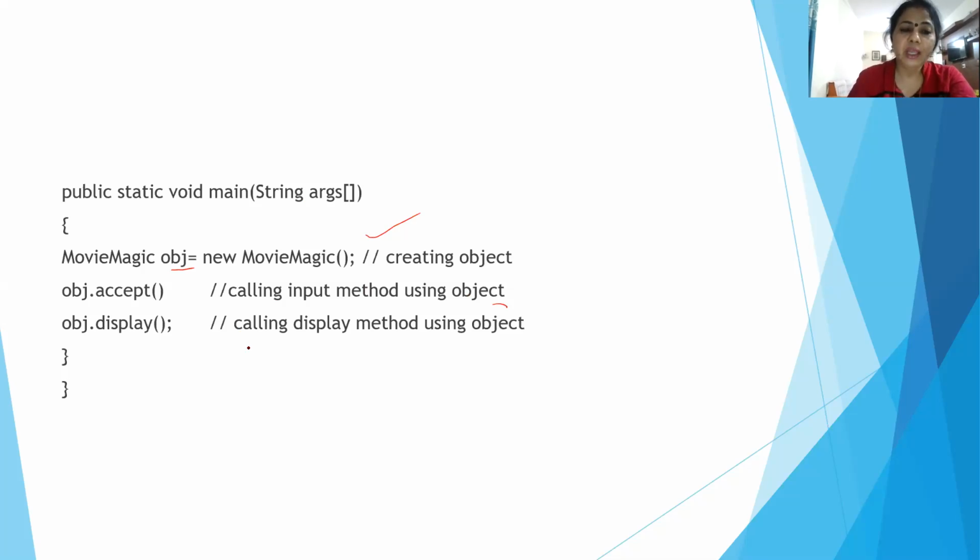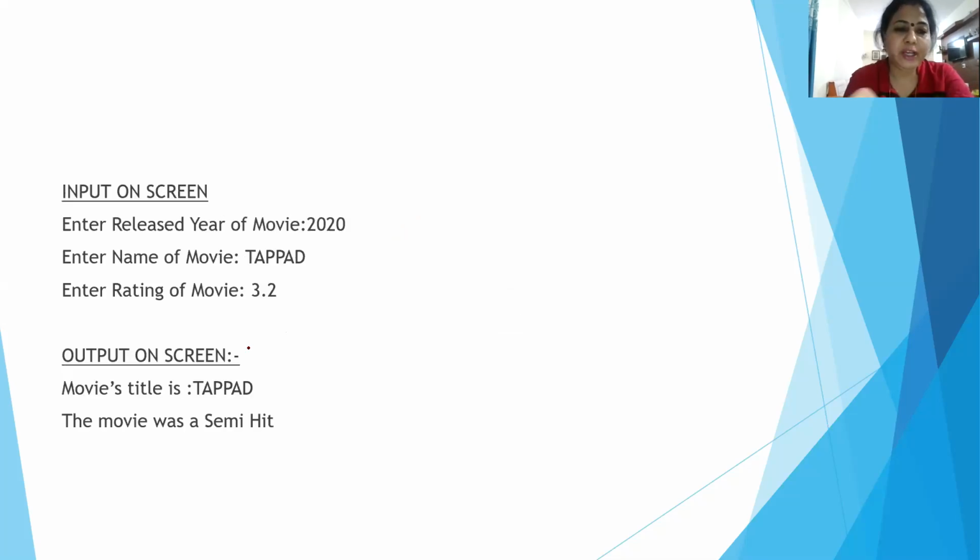Now see what input screen comes up. First it asks you to enter the release year of the movie. I have entered 2020. Then enter the name of the movie; I have entered Thappad. Enter rating; I have given 3.2. According to the rating, the message is coming as semi-hit. First it displays the movie name, Thappad, and then the message according to the rating: the movie was semi-hit.